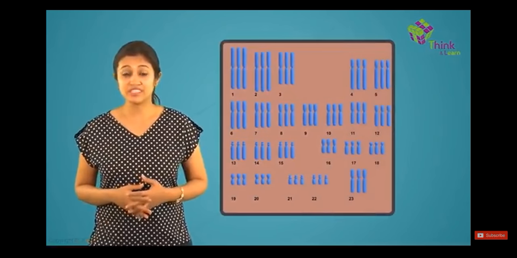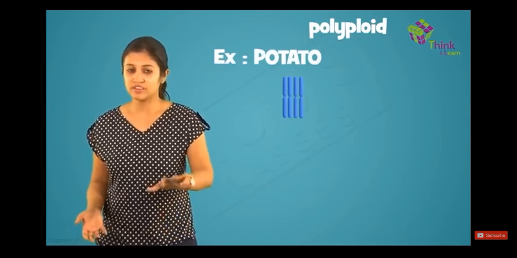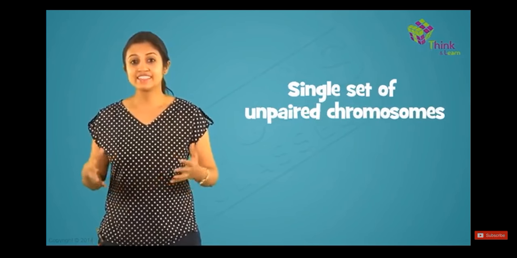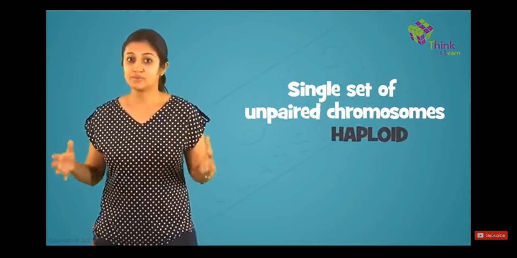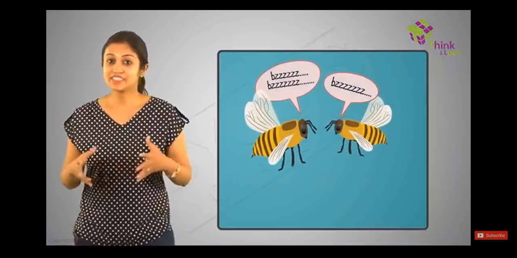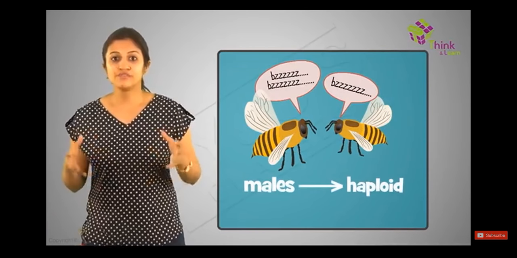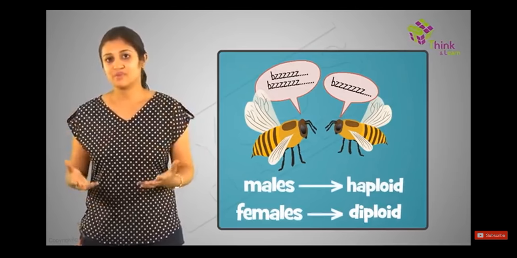Some organisms have more than 2 pairs of each chromosome, and these are called polyploid, because poly is many. Some plants are polyploid, like potatoes. Don't worry, this fact does not make potatoes better than you. When there is a single set of unpaired chromosomes, it's called haploid. Bees are like that: males develop from unfertilized eggs and are all haploid, whereas all females are diploid.